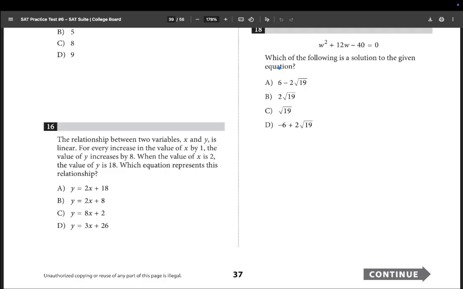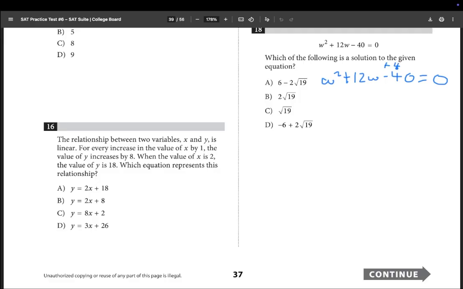Alright guys, so here we have question number 18. We have the equation w squared plus 12w minus 40 equals 0. So we know we're dealing with a quadratic because we have w squared, which means we're probably going to factor. Which of the following is a solution to the given equation? And the method I want to use to factor this is completing the square, because if you try to find the factors of minus 40, numbers that multiply to negative 40 and add to 12, you realize there are no such factors. So we're going to have to complete the square to answer this.